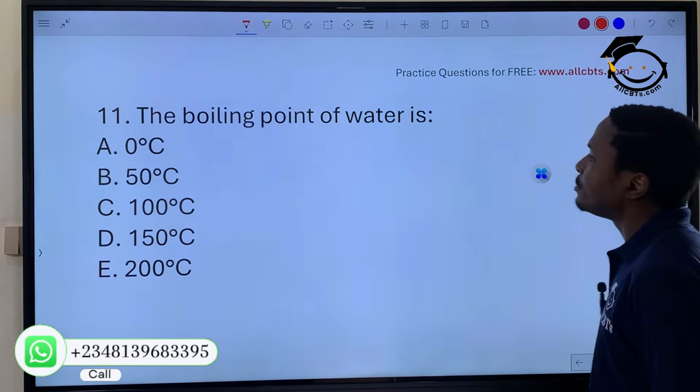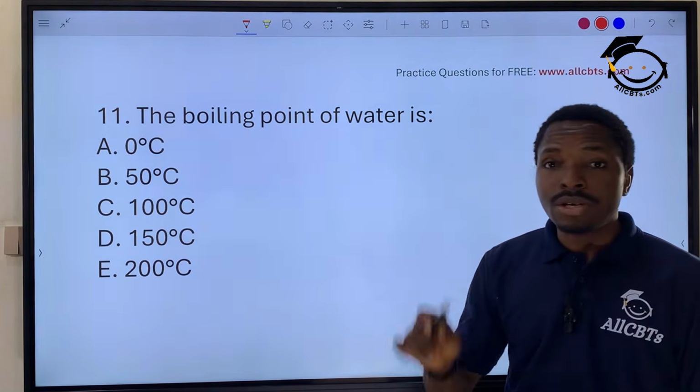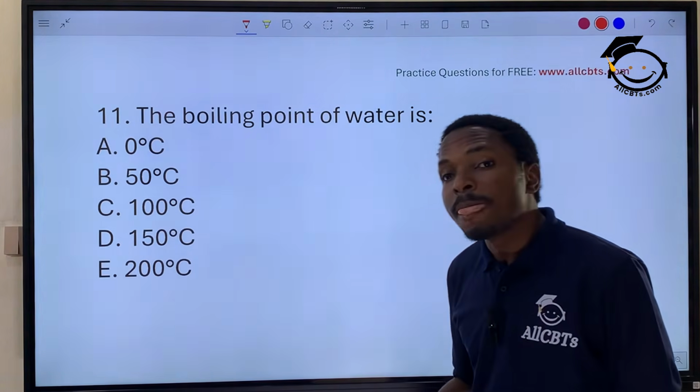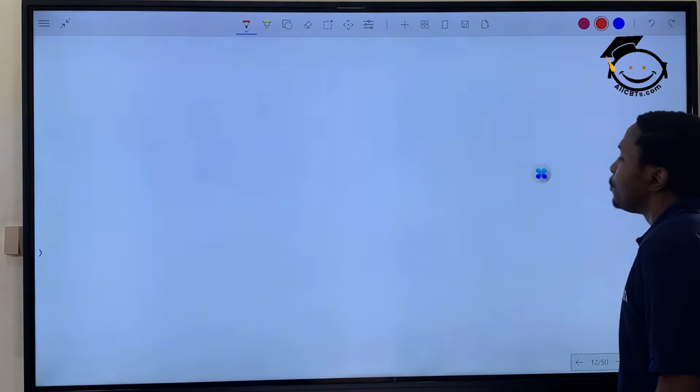Now, question 11. The boiling point of water is what? 100 degrees Celsius or centigrade, as you've been taught. What about the freezing point of water? Let me know in the comment section. So that's option C.